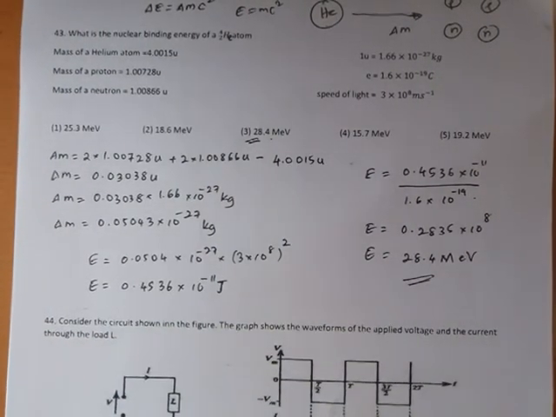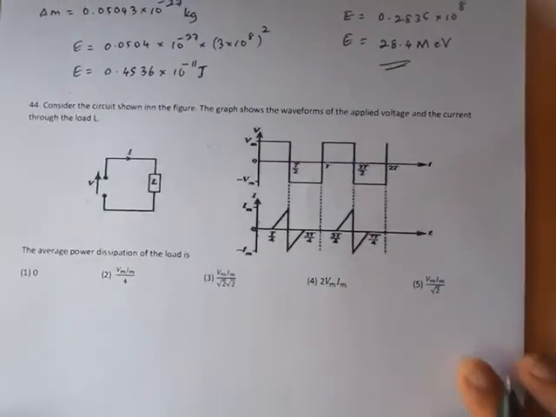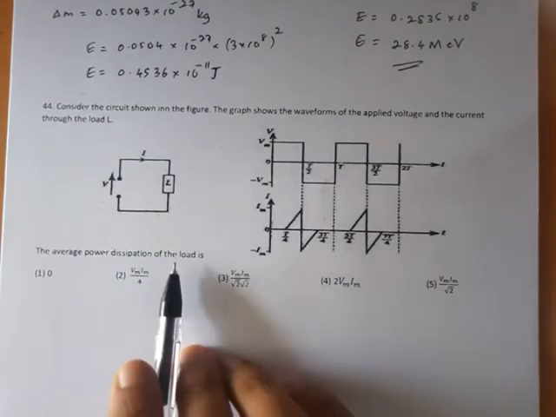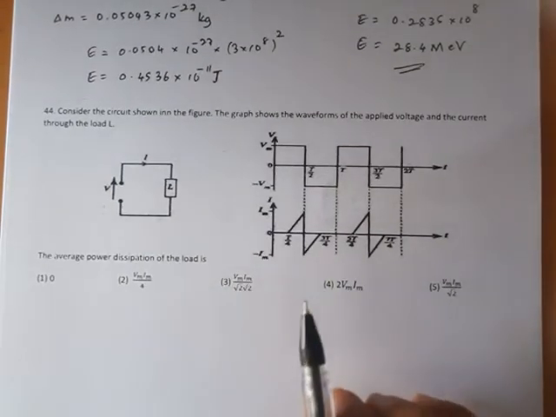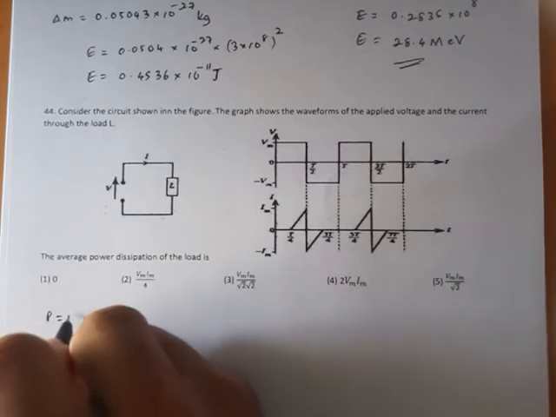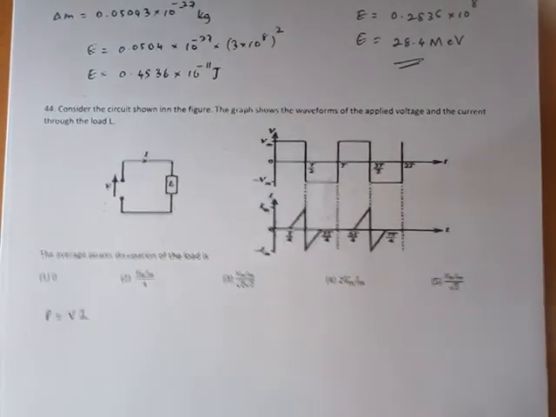Okay, and the next one, 44th question. Consider the circuit shown in the figure. The graph shows the waveform of the applied voltage and the current through the load. Okay, the average power dissipation of the load is, so we want to find out the average power dissipation. We know power dissipation P is given by VI.